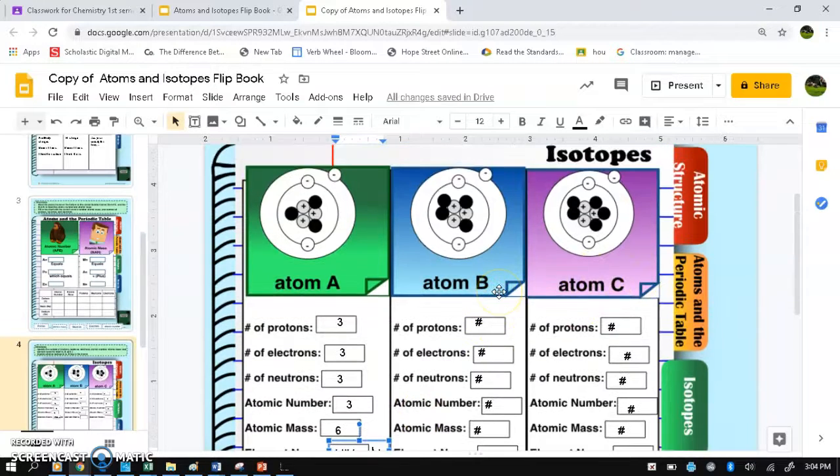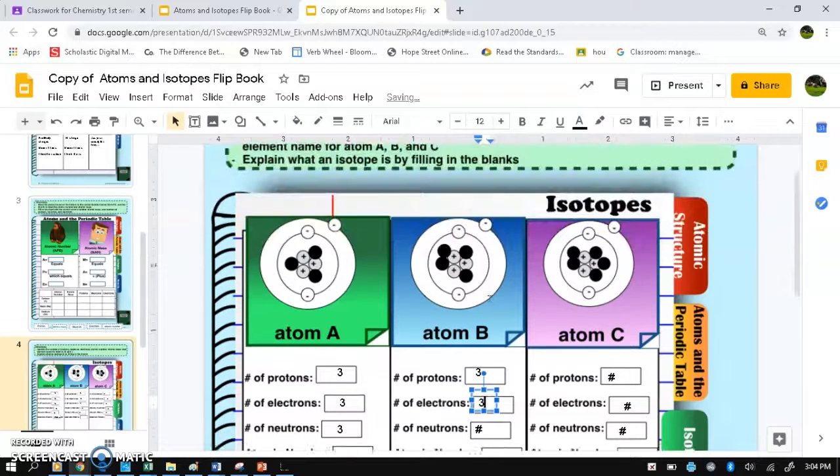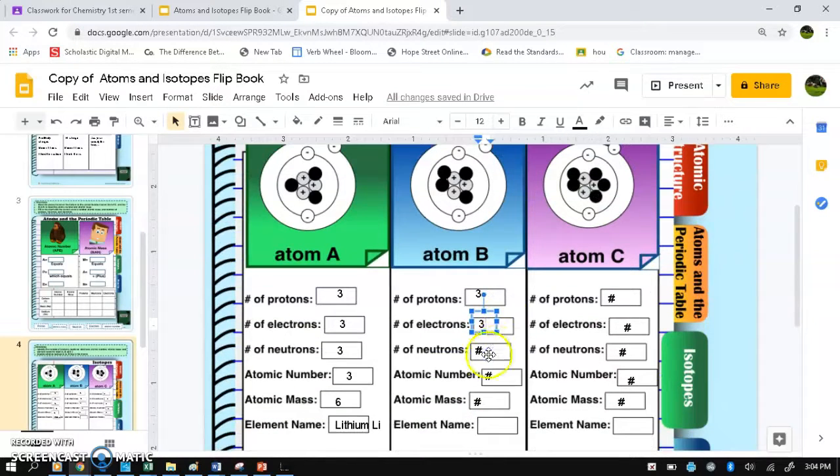Okay, now let me count the protons. One, two, three. Electrons. One, two, three. Correct. Neutrons. One, two, three, four. The atomic number is the number of protons.